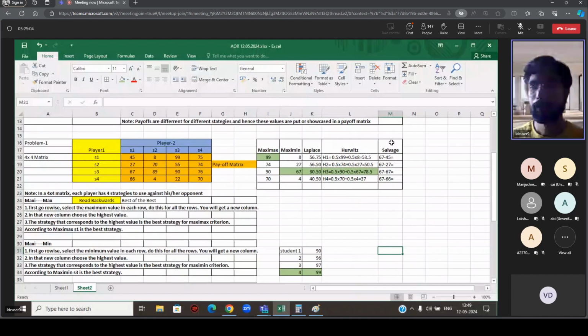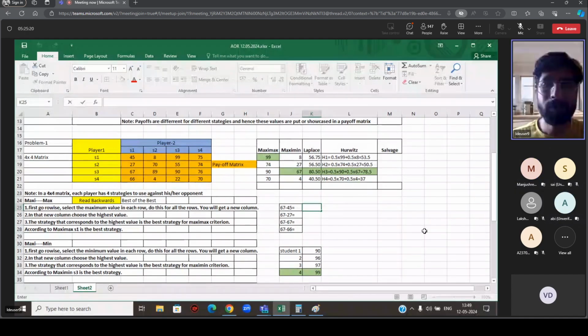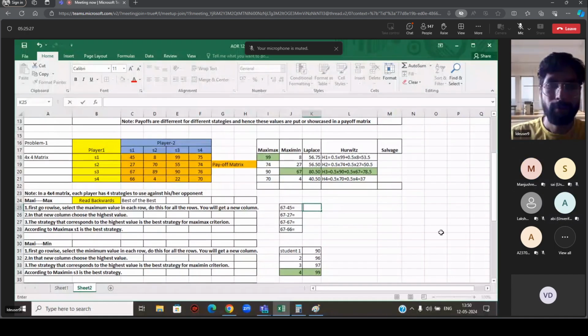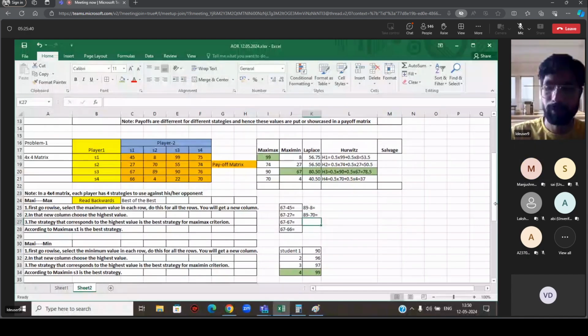I will do this for all the columns. Now in the second column, which is the highest? 89. So 89 minus 4.